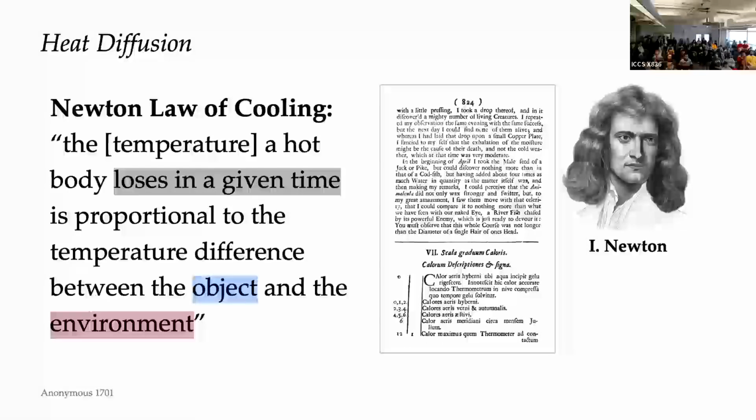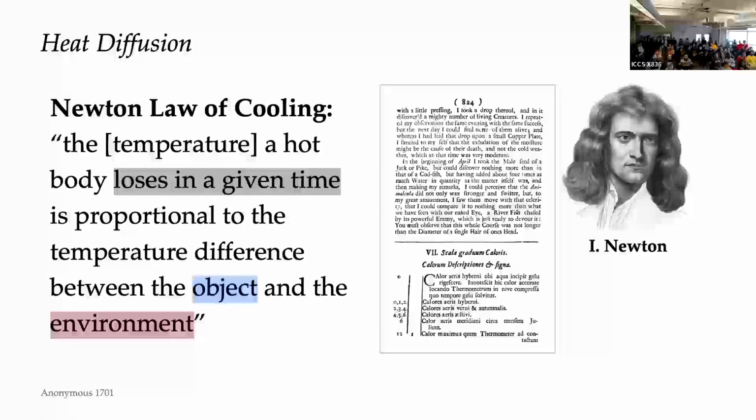He described an experiment and a thermometer that he built, and a mathematical model that describes how hot bodies lose their temperature. He would measure the temperature. He called it heat at that time, which was not the correct term in modern terminology. Basically, he described what nowadays we call the Newton law of cooling, which tells us that the temperature a hot body loses in a given time is proportional to the temperature difference between the object and the environment. Now, this is a very general rule, and you can apply it to any quantity. You can talk about chemical diffusion or even diffusion of rumors on a social network.